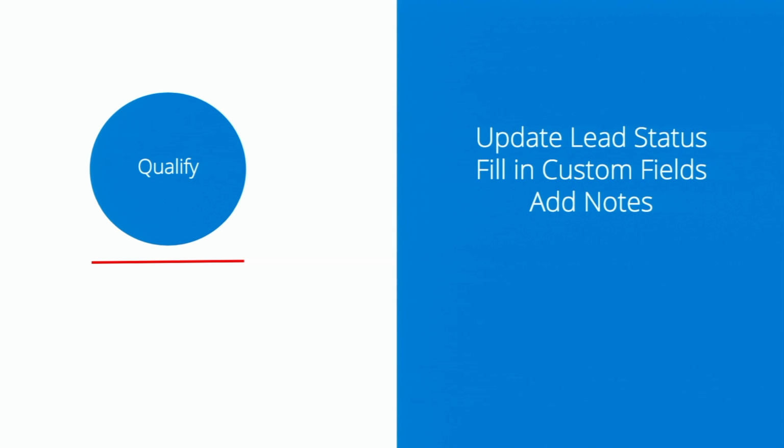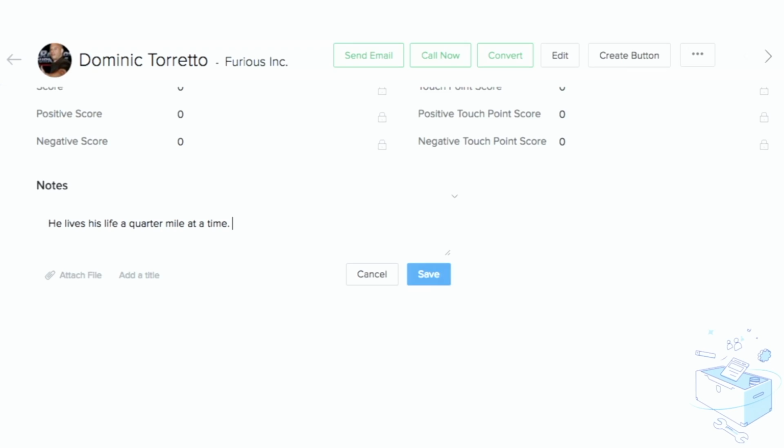So you do things like update statuses, fill in your custom fields. You can make fields mandatory, so they always fill in those fields, and then add notes. We all know our friend Dominic Toretto lives his life a quarter mile at a time, so that's the note I have. Now, more importantly, when you add a note, it's going to save the date and time for you, so you don't have to do that. You have the option to add a title for every note that you add, and you can add files specifically for that note as well.